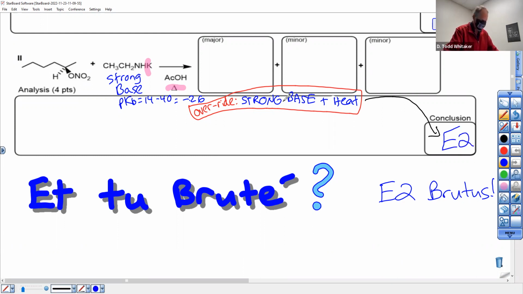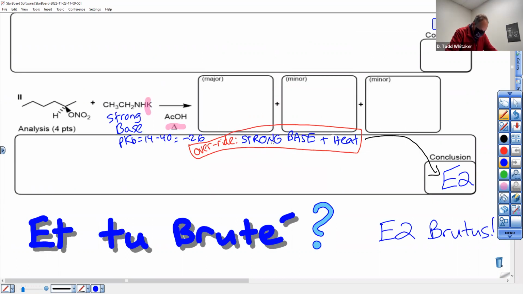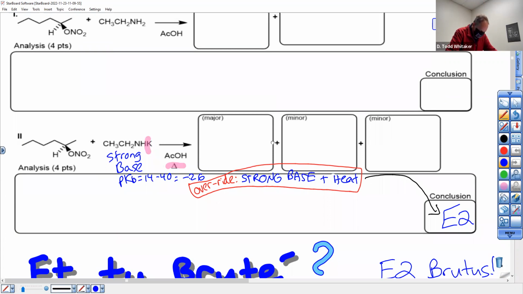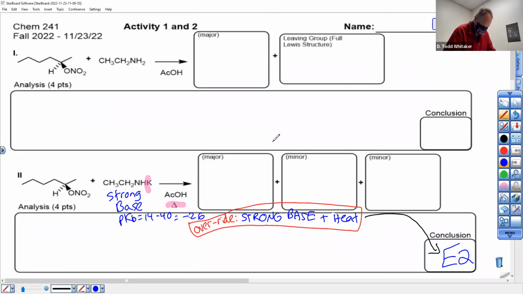E2. So we'll look at the E2 mechanism after the video. It's a simple mechanism where the base takes a hydrogen instead of attacking a carbon. That's different than we've seen. So let's do the analyses together as we go.